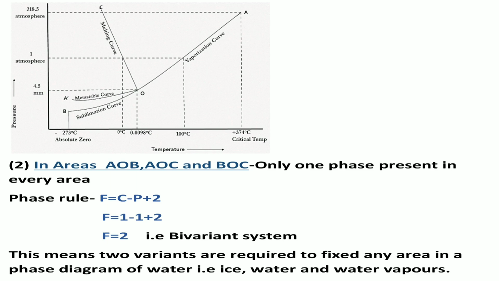So let us apply the phase rule on areas. In any particular area, there exists only one phase. That means P equals 1. So by applying the phase rule, F equals C minus P plus 2. Here the value of C is 1 because the component is 1, that is water, and phase P equals 1. So by putting the values of C and P, we get F equals 2. That means the system is bivariant in each area. This means we require two variables for fixing any particular state of water in a particular area.